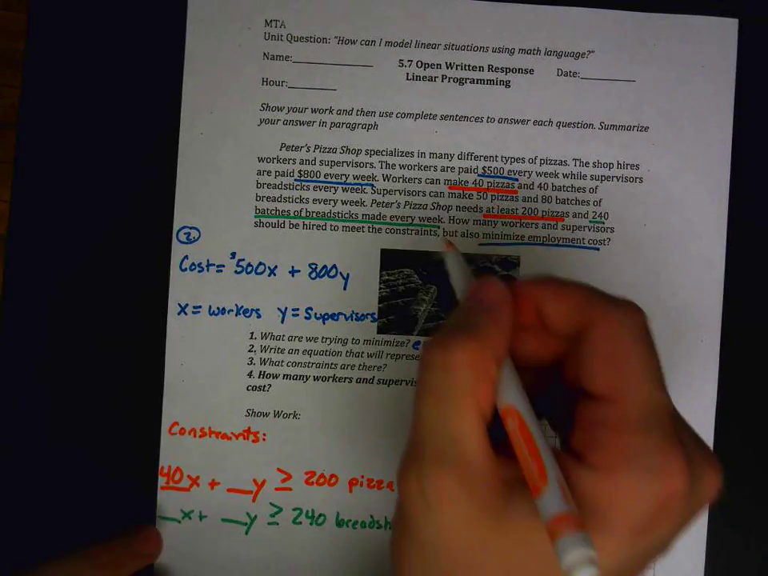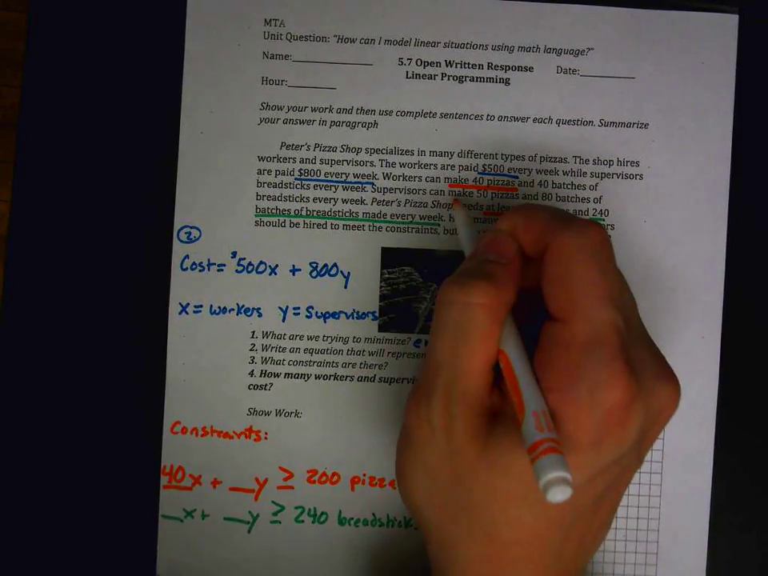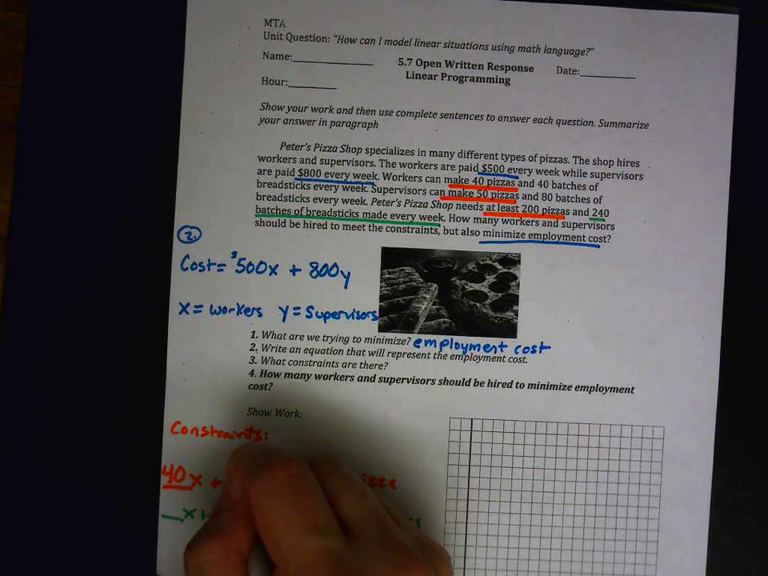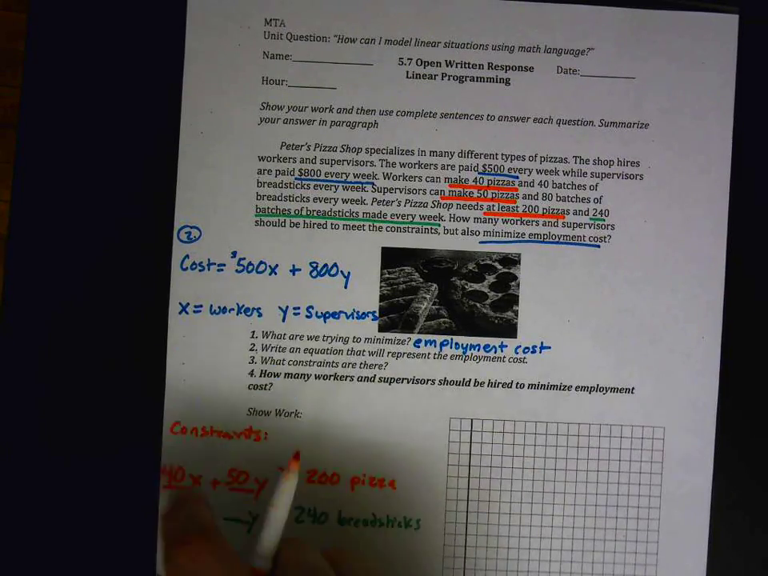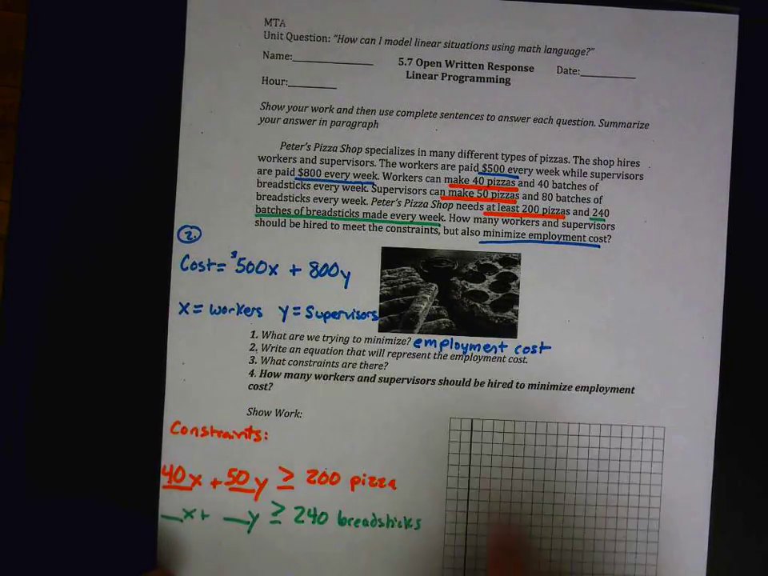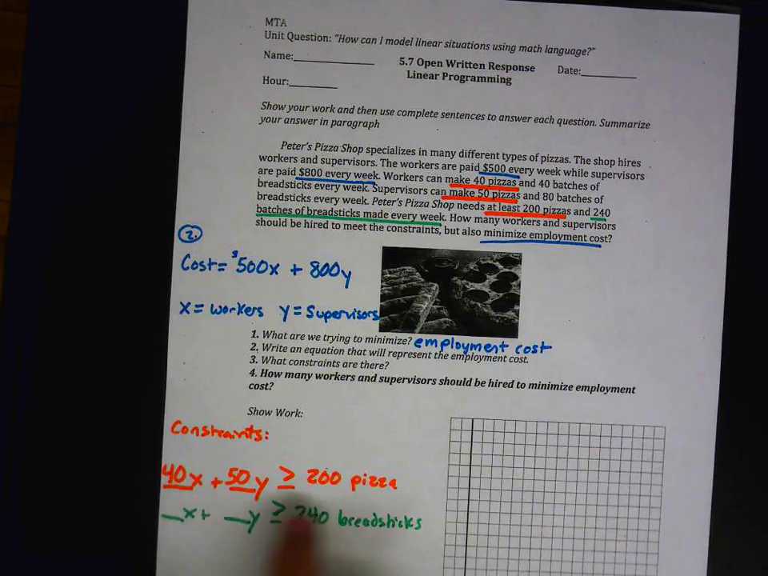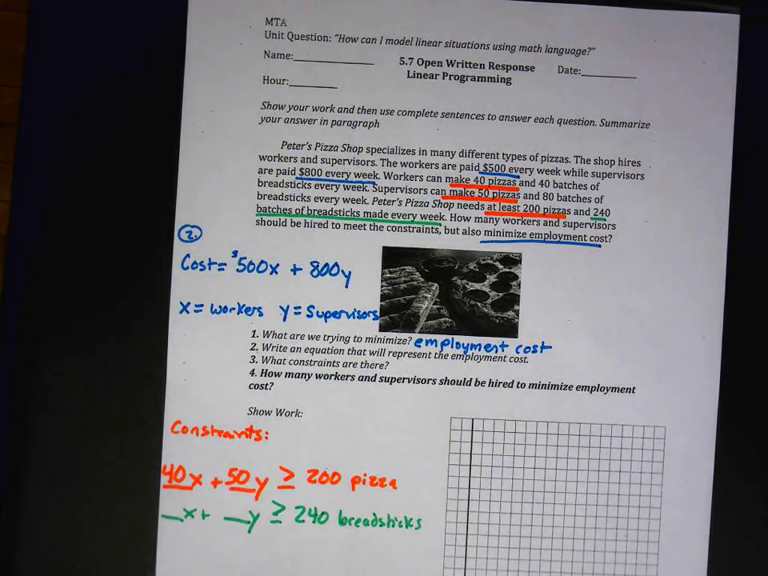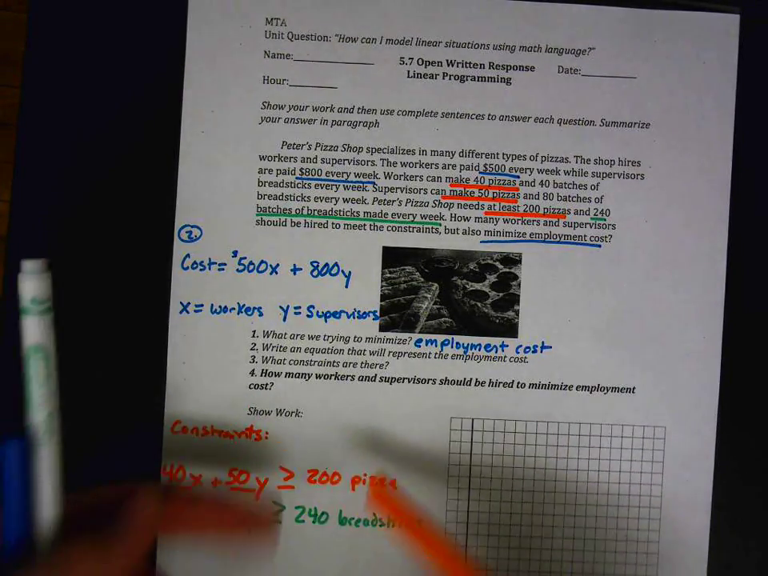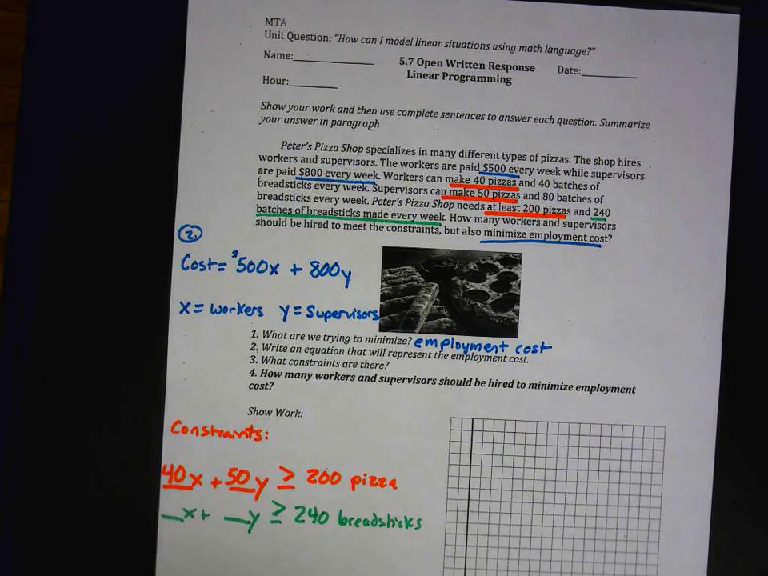And it looks like supervisors can make 50 pizzas. So remember, x is workers, y is supervisors. This is going to be our top equation. 40x plus 50y has to go over 200, if x is the amount of workers and y is the amount of supervisors.